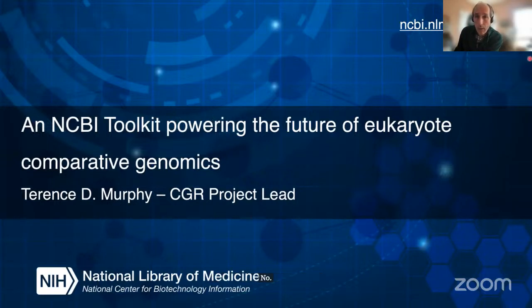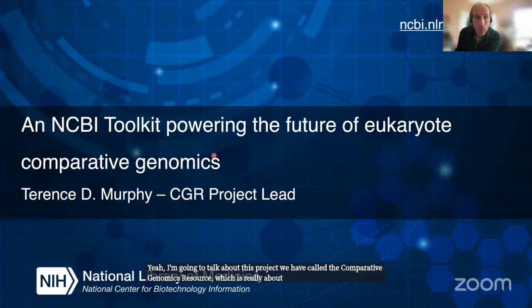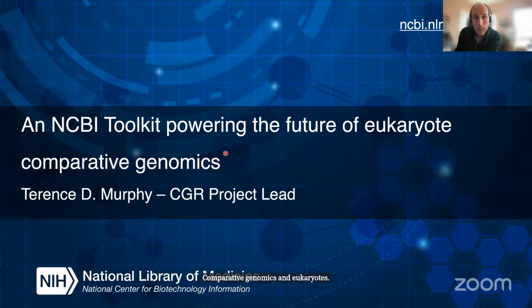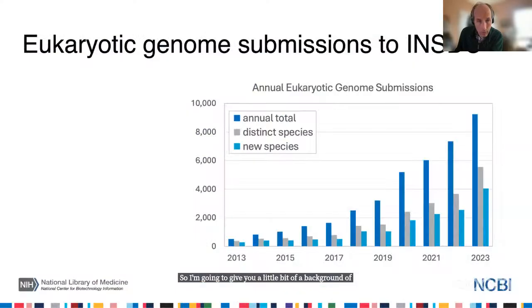Yeah, so thanks for this opportunity to talk about what we've been working on here. I'm at the NCBI, and I'm going to talk about this project we have called the Comparative Genomics Resource, which is really about trying to better support comparative genomics in eukaryotes. I'm going to give you a little bit of background on what we're trying to accomplish.